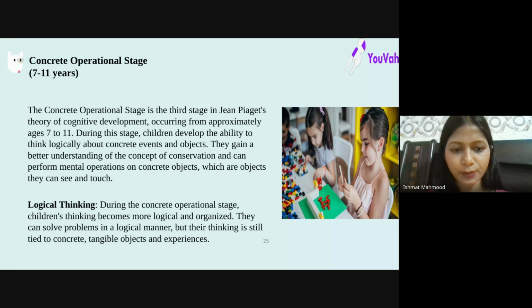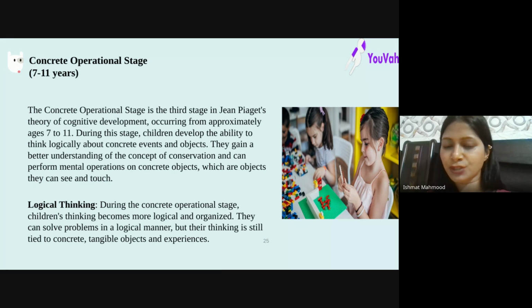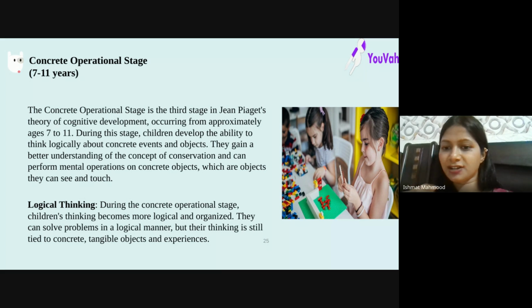So during the concrete operational stage, children's thinking becomes more logical and organized. They can solve problems in a logical manner, but their thinking is still tied to concrete, tangible objects and experiences. So it's written there that they can think about what they can see and feel, which are tangible, make decisions and think logically, and they can solve any problem. But they won't think beyond that. For example, if a chocolate wrapper is torn, the bar must have become less, someone must have eaten a chocolate, so they cannot think beyond that.